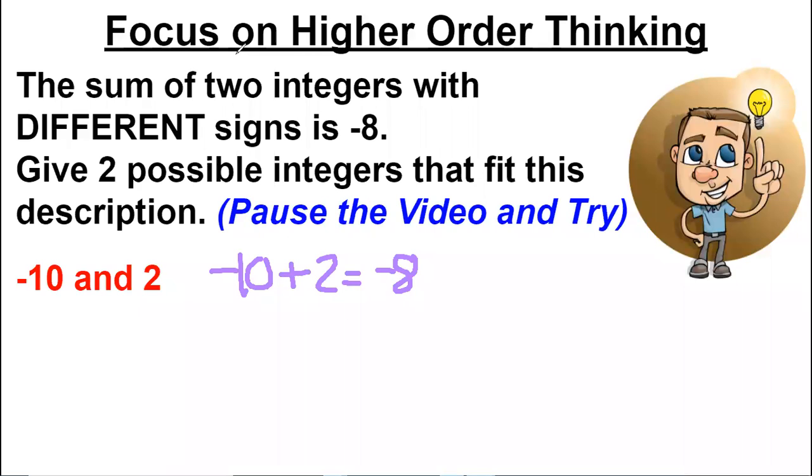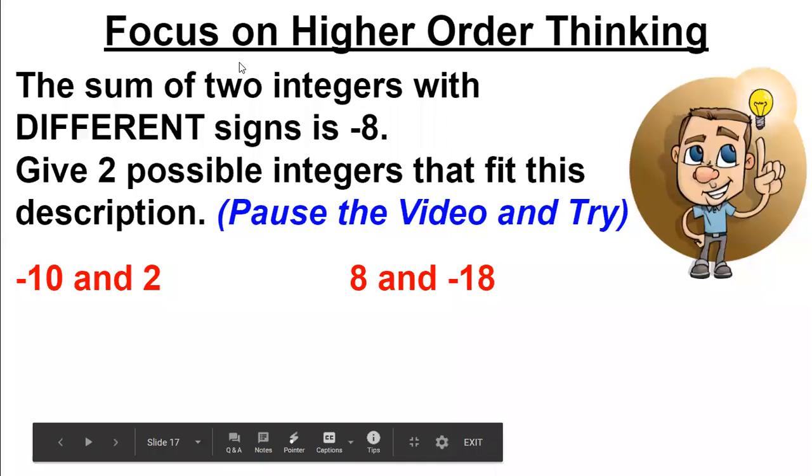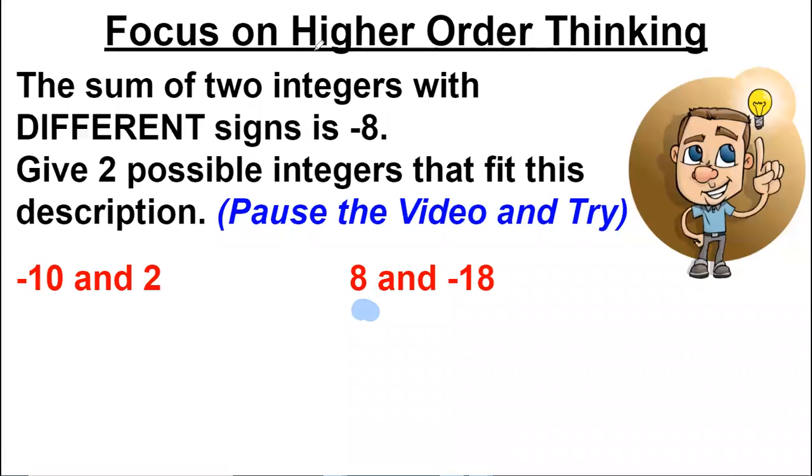Did you come up with something different though? Let's see if there's a different answer that you could have had. How about 8 and negative 18? Did you think of that one? You have a positive 8, and you're adding to that a negative 18. That means you have $8 in your pocket, but you owe somebody $18. You're still going to be in the negative. How much? $10, right?